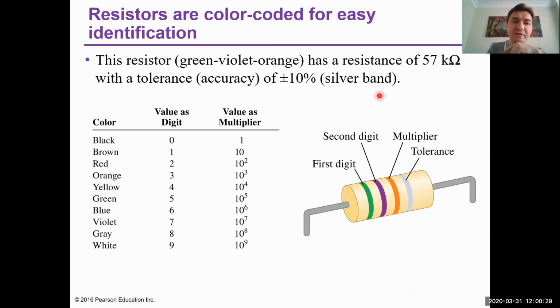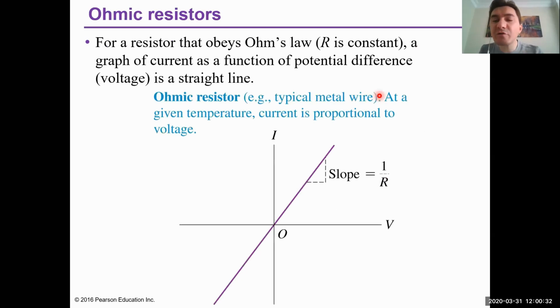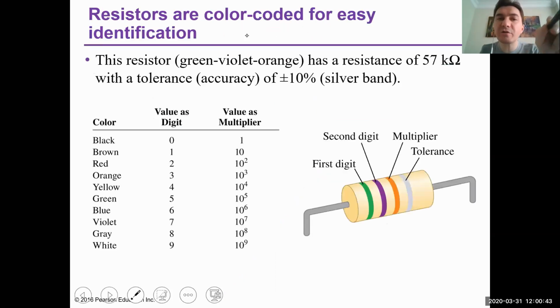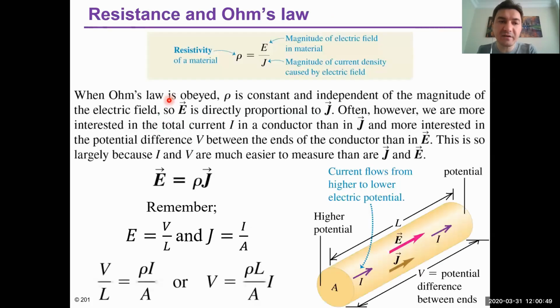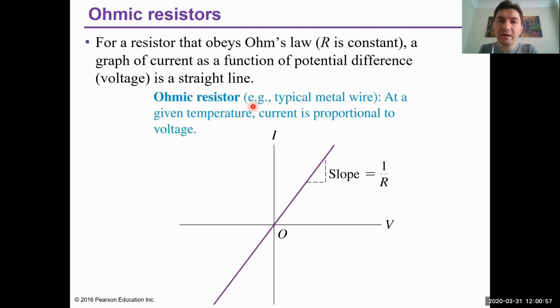Okay, then let's continue. I will talk about ohmic resistance. What is ohmic? Ohmic resistance means a resistor that obeys Ohm's law. I have already told you here that if a material obeys Ohm's law, rho is constant. This must be constant. Again, if you are talking about ohmic resistance, it means that R is constant. Rho, resistivity, or R, resistance, must be constant if you are talking about ohmic resistance.